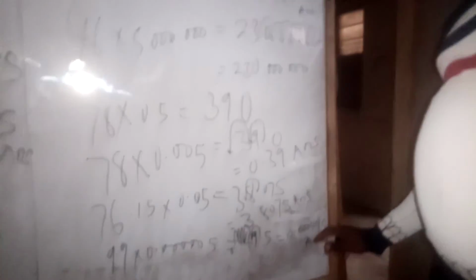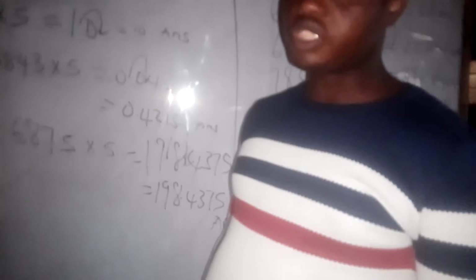So that is the secret of multiplication by 5 and its multiples and submultiples.